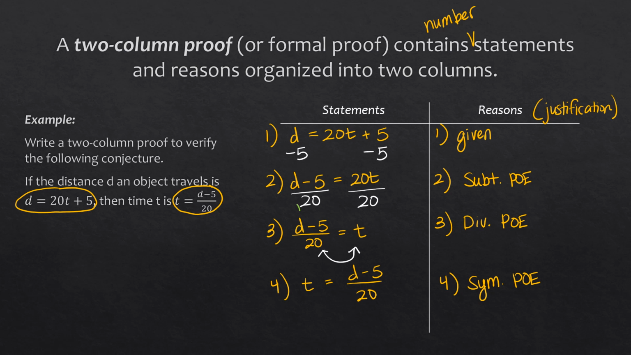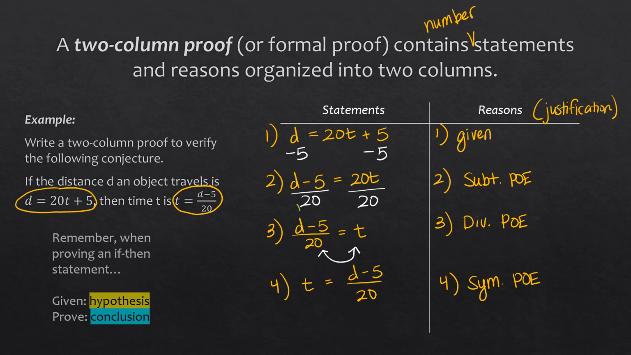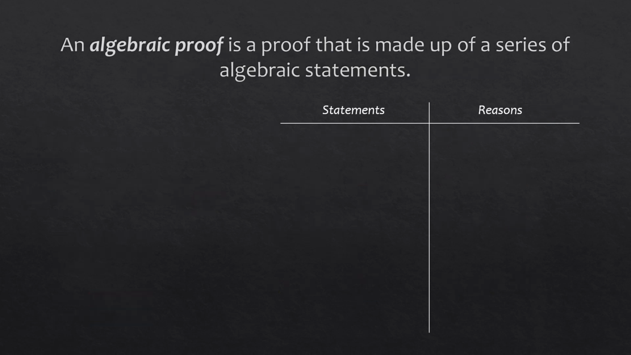Okay, that is an algebraic proof, in fact, that we just did. And I want us to take a moment to define this. Later, we'll be doing two-column proofs that are not just equations, but this is how we're starting. Take a look here. An algebraic proof, that's what we literally just did here. An algebraic proof is going to be any proof that's just made up of a series of algebraic statements. And that's what we're going to get more practice with here.